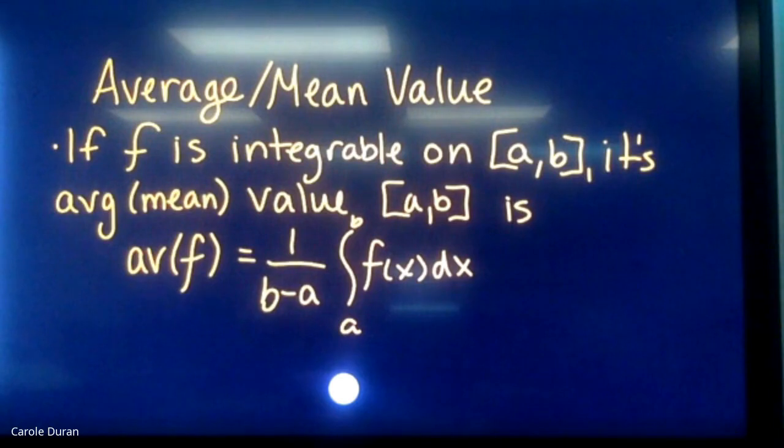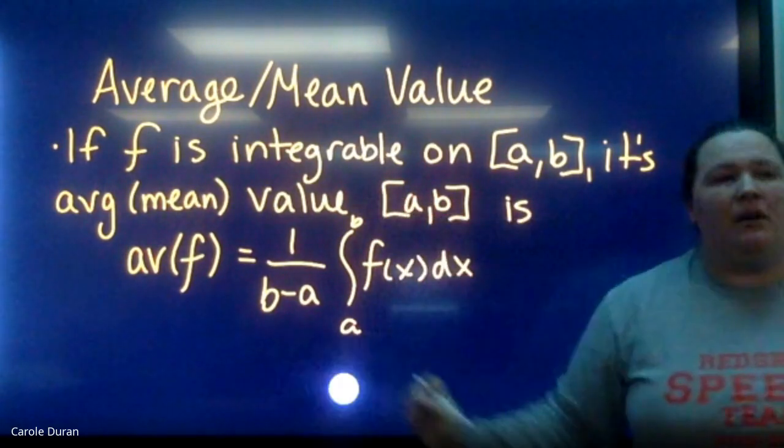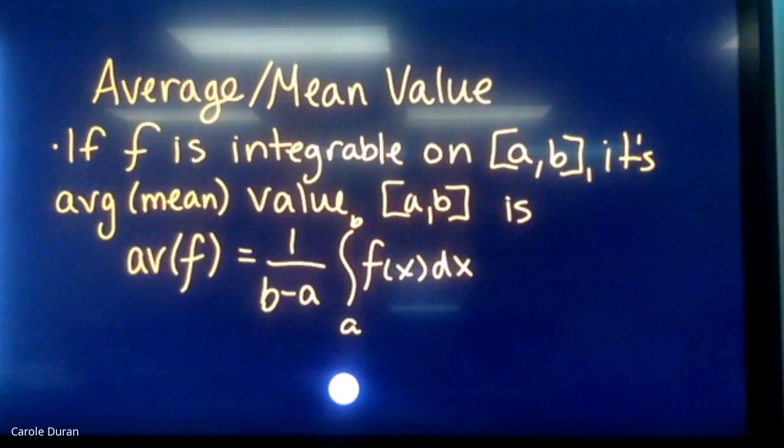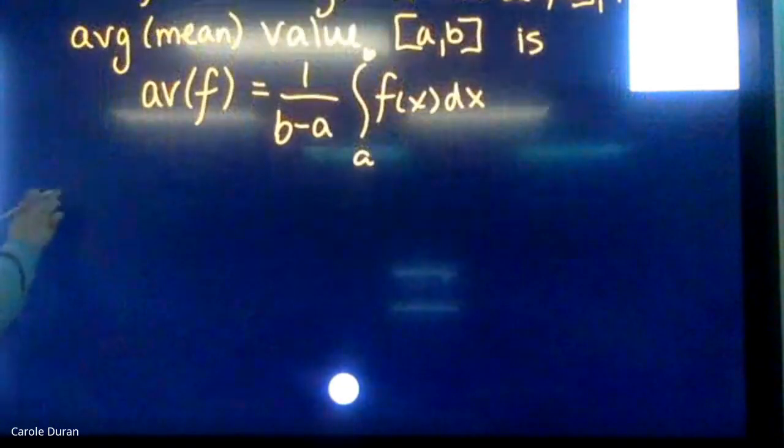So if I want to find the average value of an integral, I take that integral and I multiply it by 1 over b minus a, where b is my top interval value and a is my bottom interval value. Okay, so we'll write it and then I will do an example. What's the AV of that? Average of f.